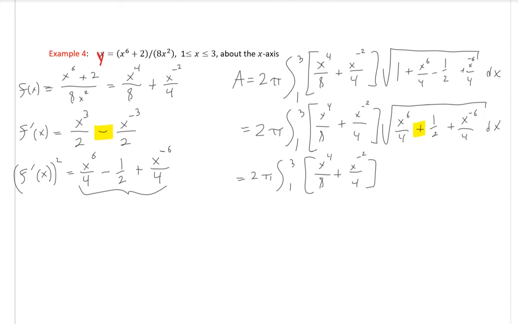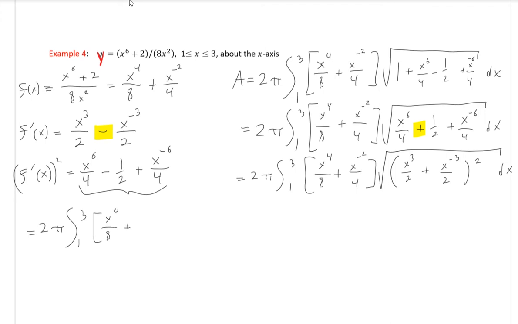Now that this is a plus 1/2, this is going to be the square root of x cubed over 2 plus x to the negative cubed over 2 quantity squared dx. This is going to cancel out appropriately. So we get 2 pi from 1 to 3, x to the 4th over 8 plus x to the negative 2nd over 4 times x cubed over 2 plus x to the negative cubed over 2 dx. Now this is just a polynomial. It's a longer polynomial, but one we can do regardless.